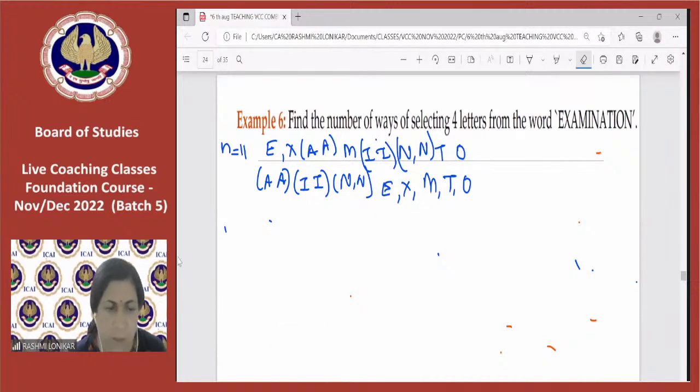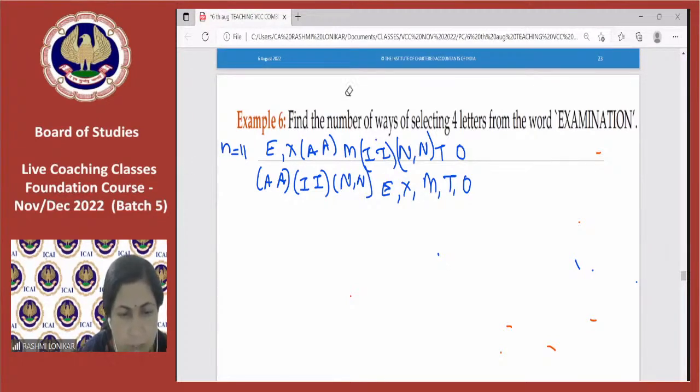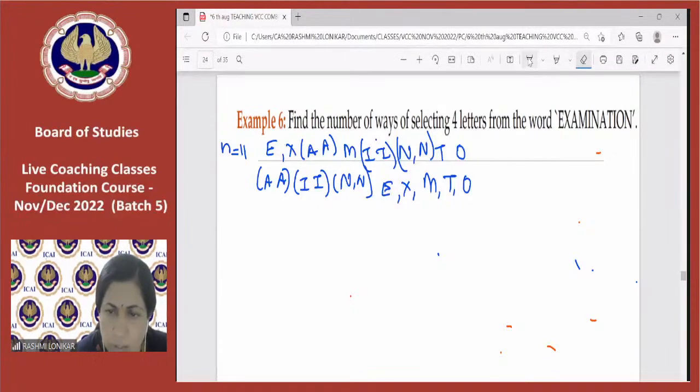See, here what has happened is in the word EXAMINATION, which are the alphabets that are repeated? A is repeated 2 times. Okay, now pay attention, so you'll understand.